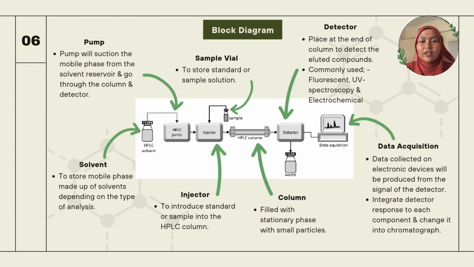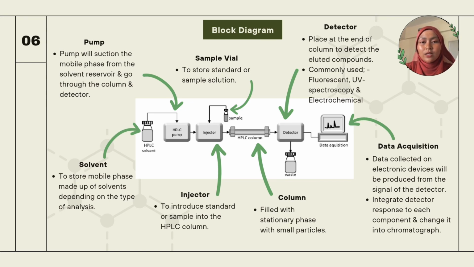Depending on several factors including column dimension, the particle size of the stationary phase, and the flow rate and composition of the mobile phase, operating pressures of up to 42,000 kilopascal can be generated. Then, the injector is to introduce the standard or sample into the HPLC column. Inside the injector, there is a sample vial to store the standard or sample solution.